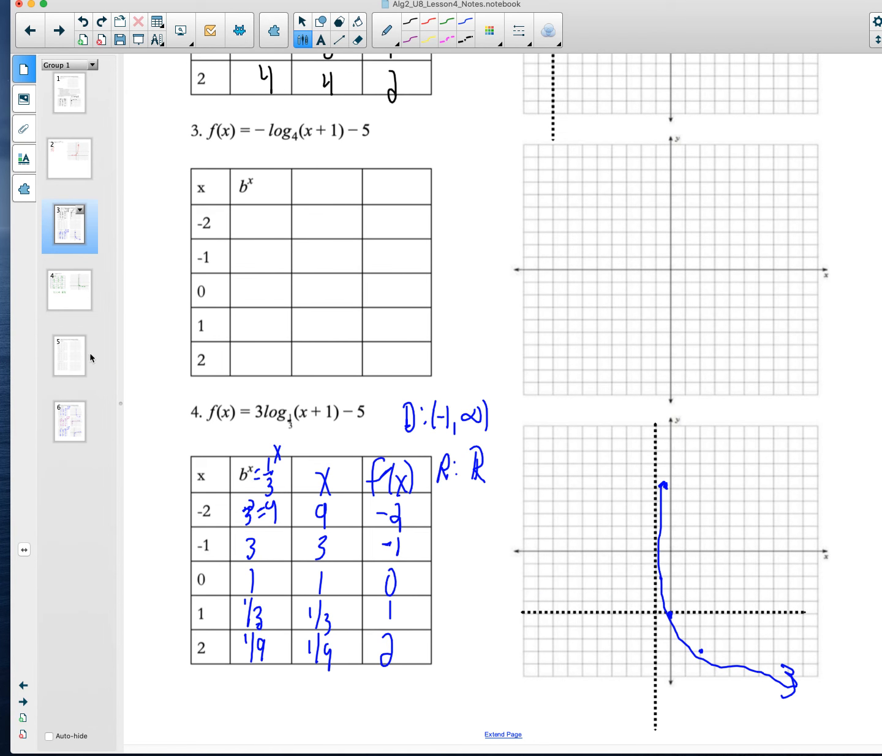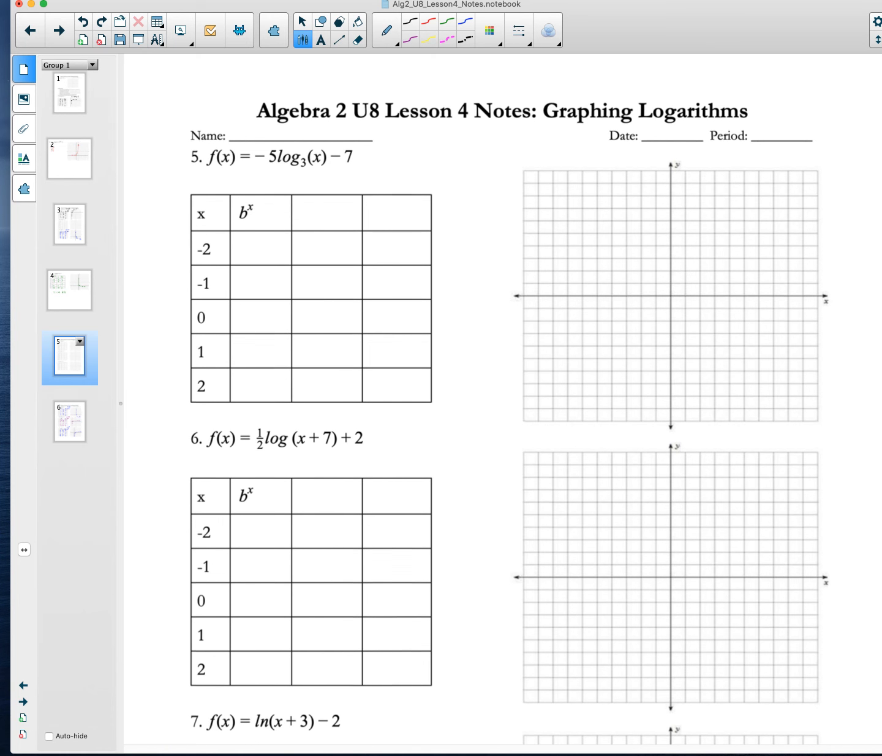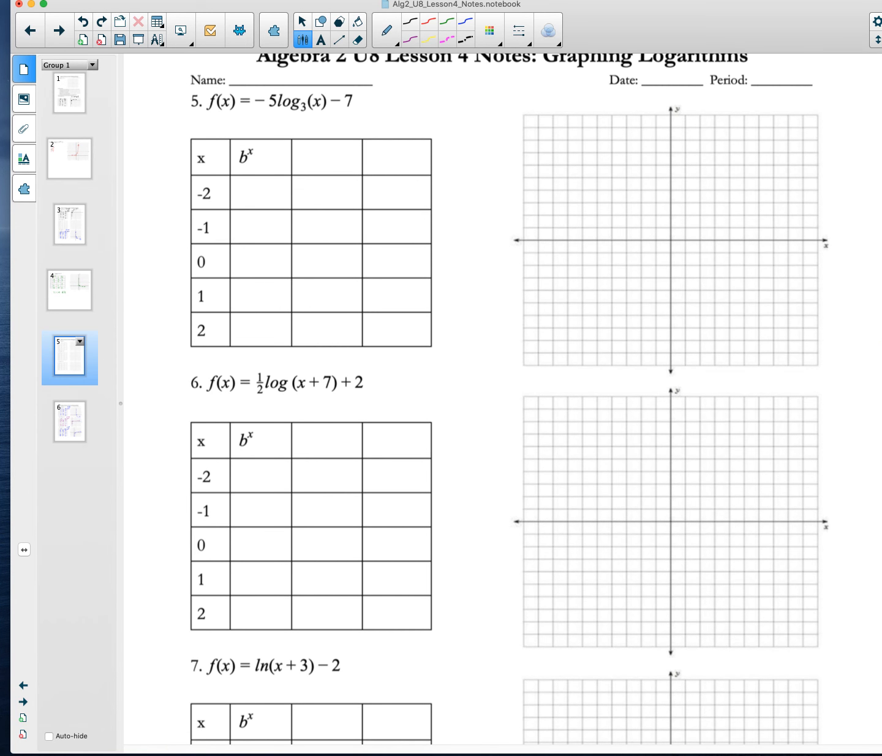So what I would like you to do is flip to the next page of notes here. You have 3 graphs left. Do 5 and 6 and 7. Try 7, and it is a natural log problem, so it's going to involve base e. You may have to estimate some values for e there, like 1 over e, so you know what e is.